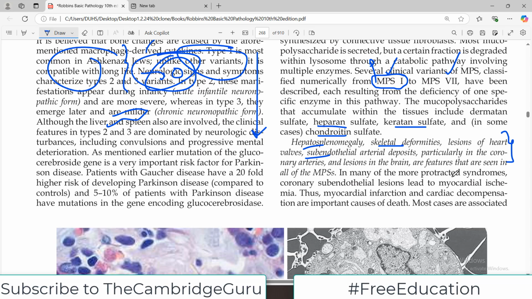In many of the more protracted syndromes, there are coronary subendothelial lesions. The coronary subendothelium is a very important area from where oxygen reaches the myocytes. If that is the area where these accumulate, then there will be risk of myocardial infarction and ischemia. And therefore MI is one of the sequelae for these disorders if the cardiac subendocardial area is affected.